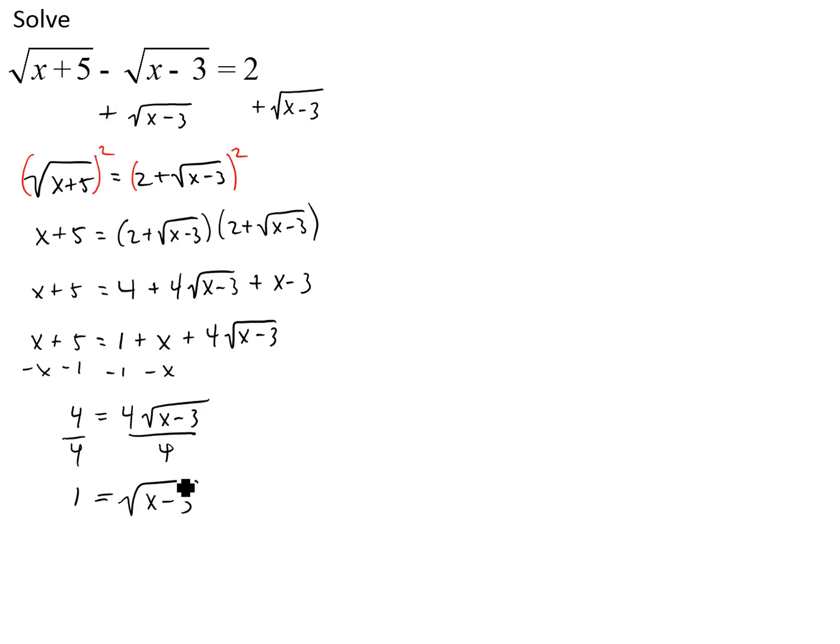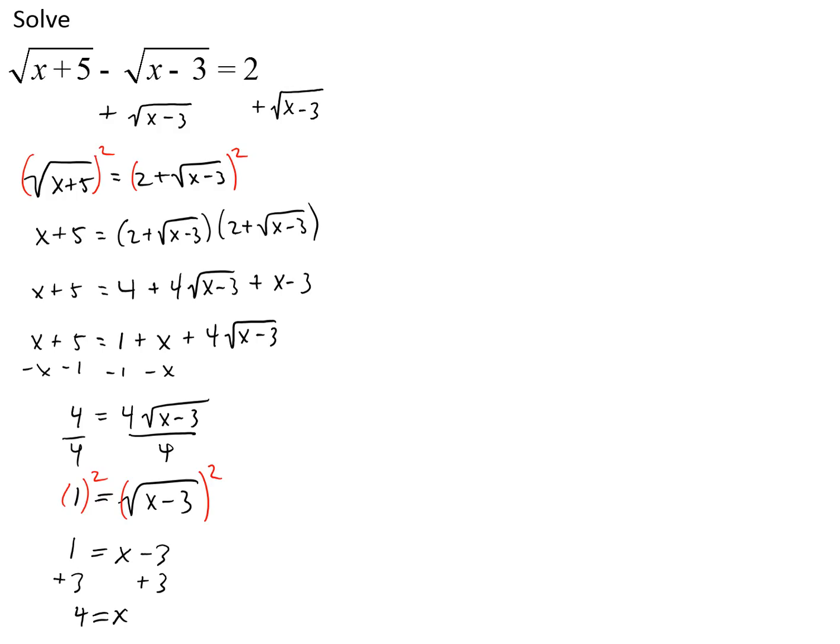So now to get rid of that square root, we'll go ahead and square both sides again. Squaring the 1 just gives us 1. Squaring that square root of x minus 3 just gets rid of the radicals. We just get x minus 3. And finally, we'll go ahead and add 3 to both sides to get x equals 4.